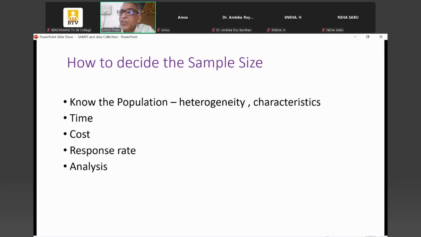Again, it's also based on the cost. How much time you can spend, how much money you can spend. If you have adequate money for going for a detailed study, yes. It's also based on the response rate. If your response rate is not coming up to the desired level, accordingly, you have to tune your sample size. It's also based on the analysis that has to be done. So based on these factors, primarily we decide what should be the sample size.